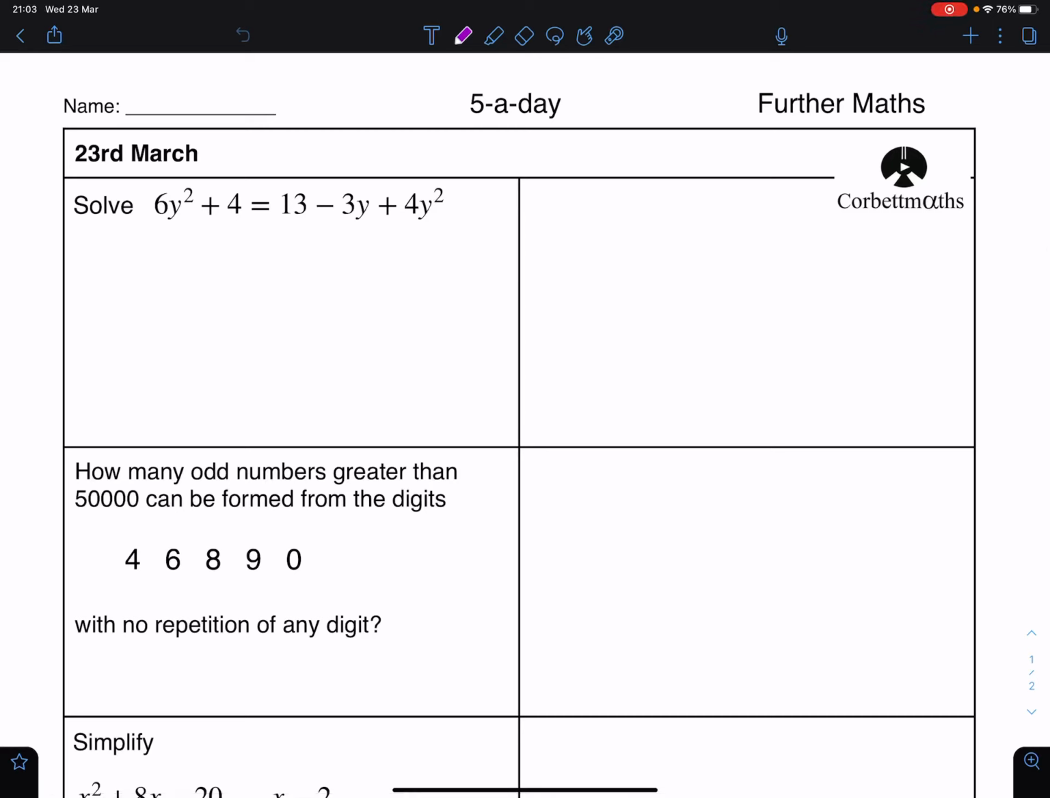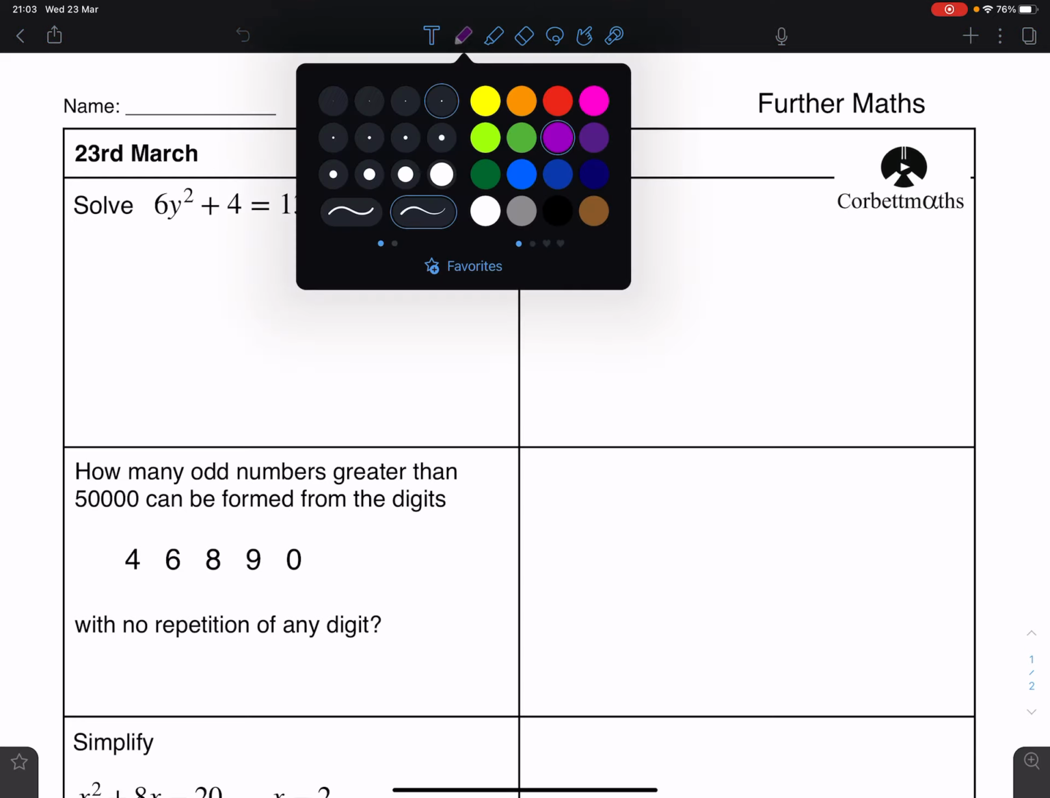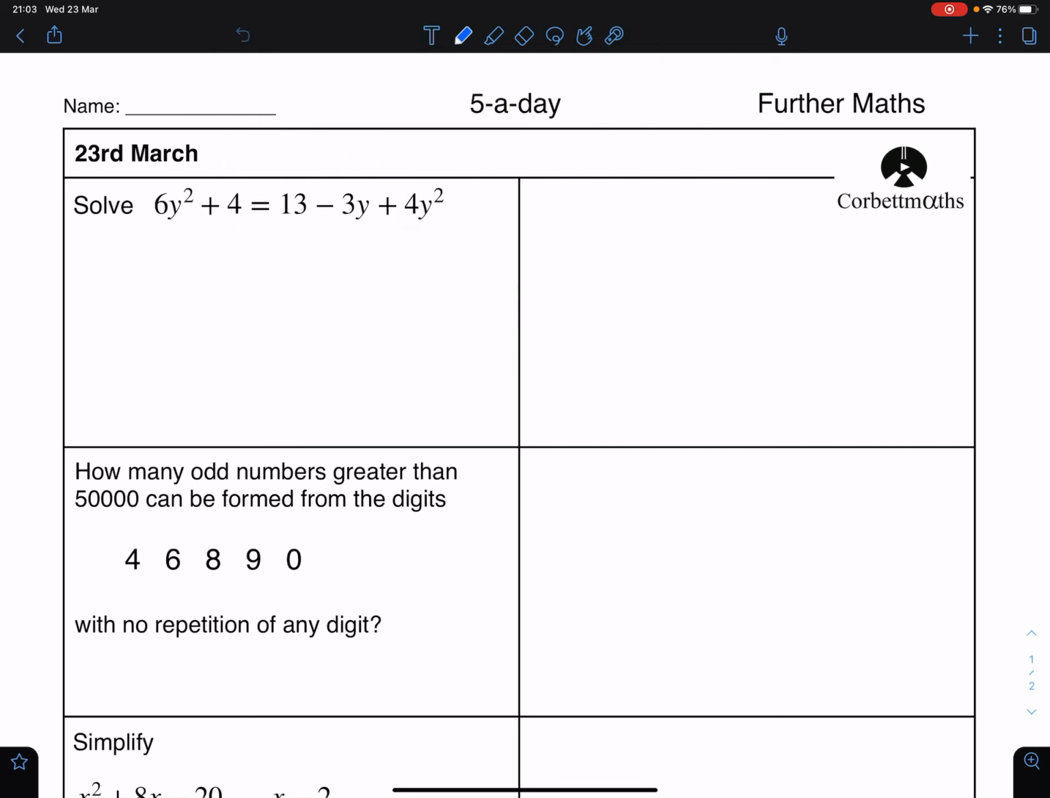So here in the run-up towards the further maths GCSE papers, I thought I'd do some 5-a-day problems. Let's get right into it. Now, of course, you can pause the video and have a go at the questions beforehand, or you can just enjoy the show and listen to my thought process as I go about doing these questions.